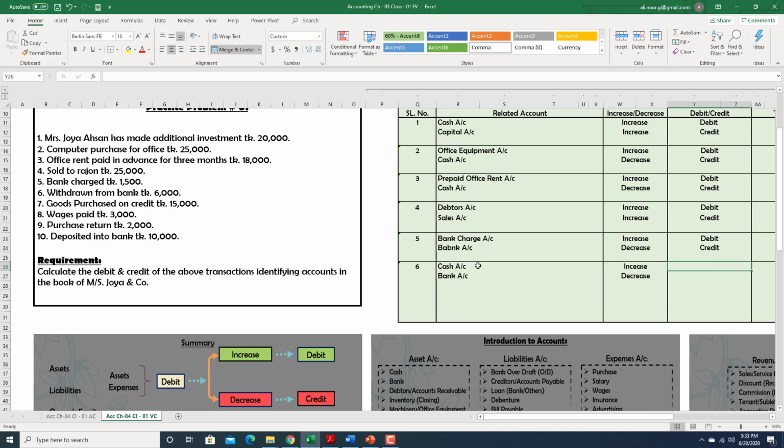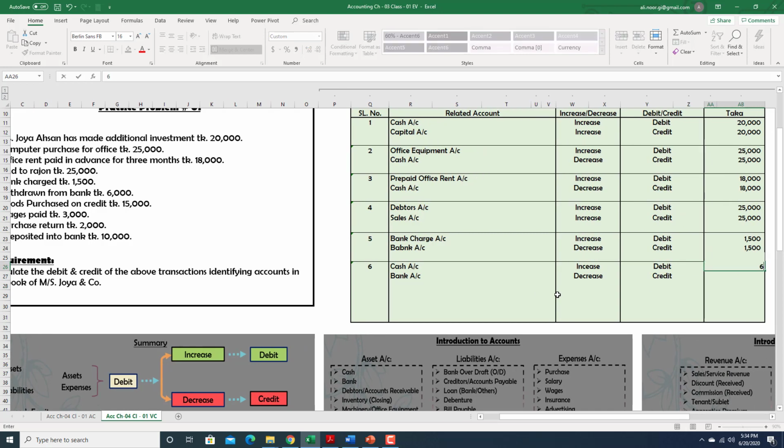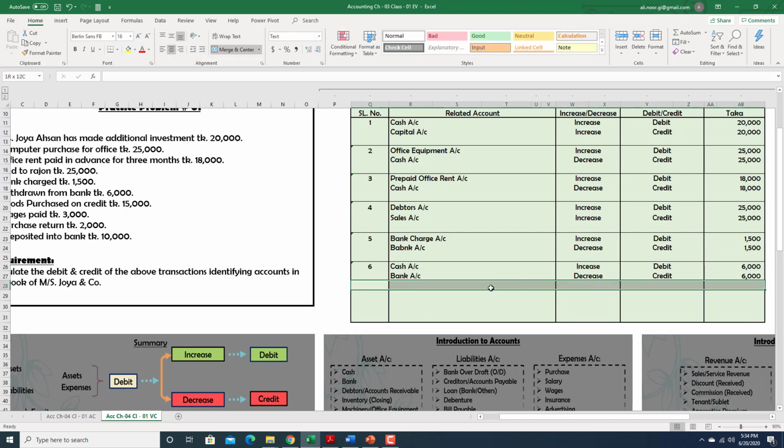Okay, so for increase in asset, we have to write debit, and for decrease in asset, bank is also an asset account, we can see here, so we have to write credit. Right, so this is 6000. Okay, 6 done. 7, let's see.